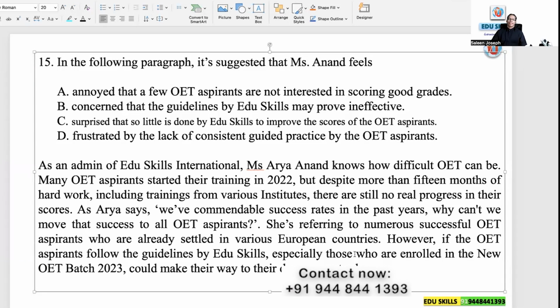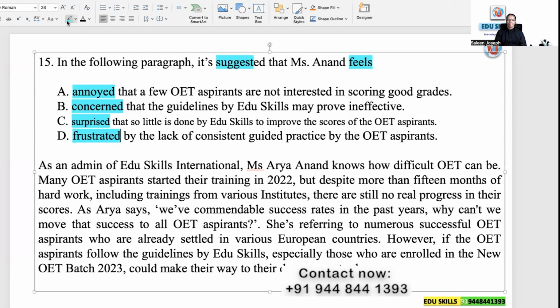Okay, now what are the heading words in the question? Suggest. Feeling. Suggest feels means emotion, right? Feeling. Now, what are the concept-based heading words in the options? Annoyed, concerned, surprised, frustrated. There are a couple of questions in this way in every text.